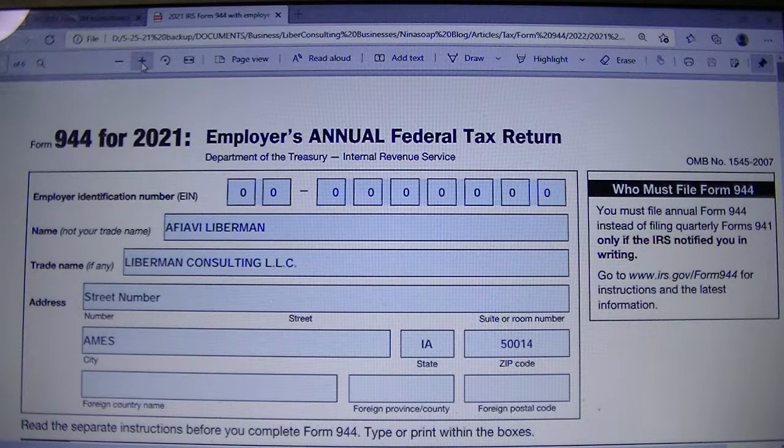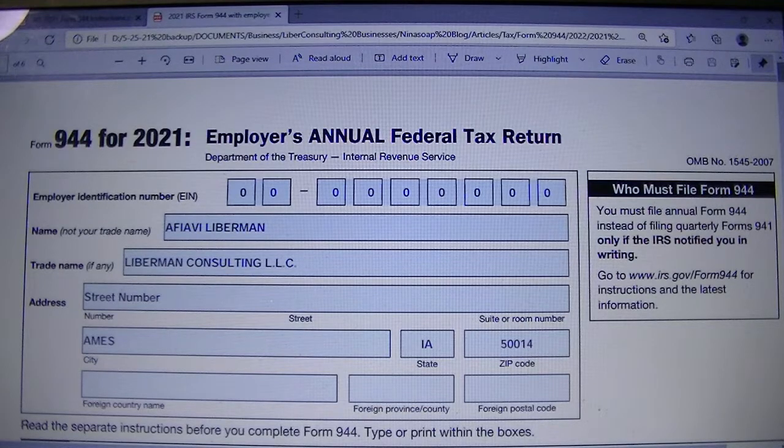If IRS requested that you file Form 944 for your business, you'll file Form 944 to report the total of those taxes that you collected during the year to report it to IRS, and you use Form 944 for that. So how do you complete Form 944?